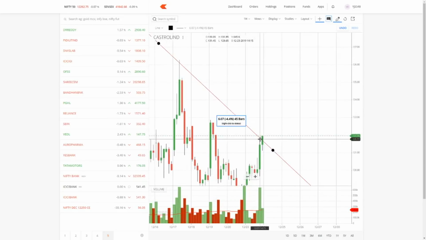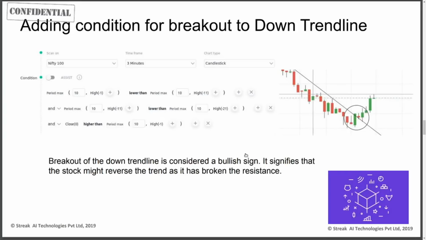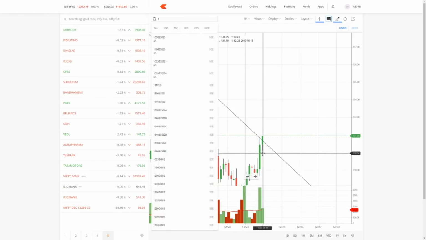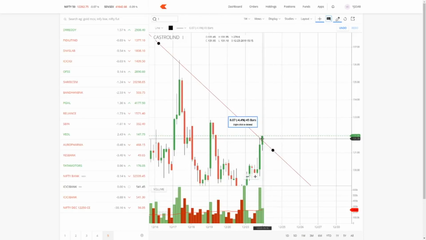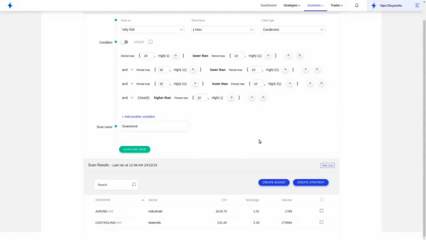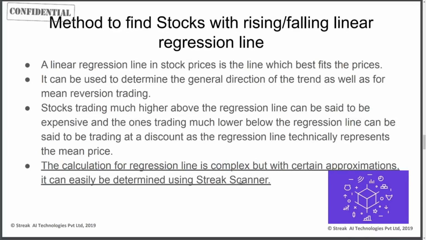Because I used high of -1, it lets me identify the highest high that was established in the last 10 candles, which in this case is this level of 131.83, and the close has crossed higher than that, and that's why this stock has been identified. This way you can easily identify breakouts on a downtrend line, which indicate a bullish sign as a resistance has been broken. Okay, let's move on.